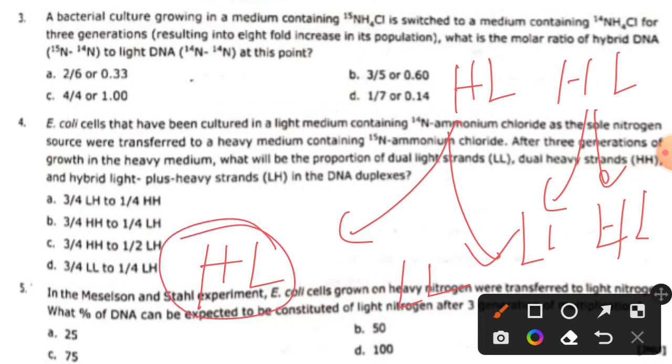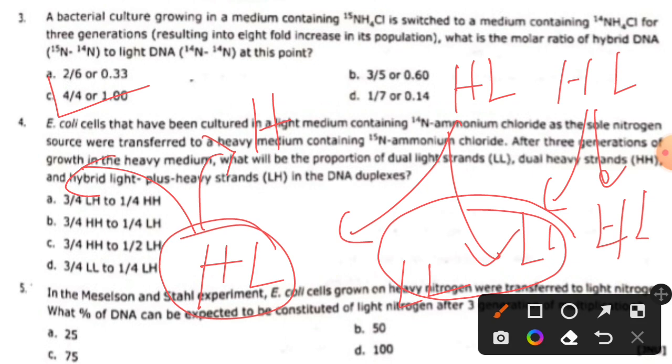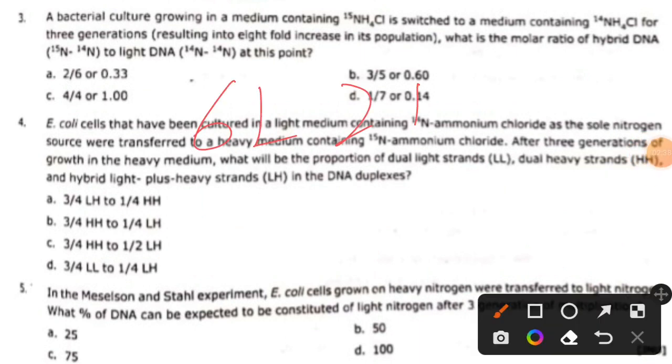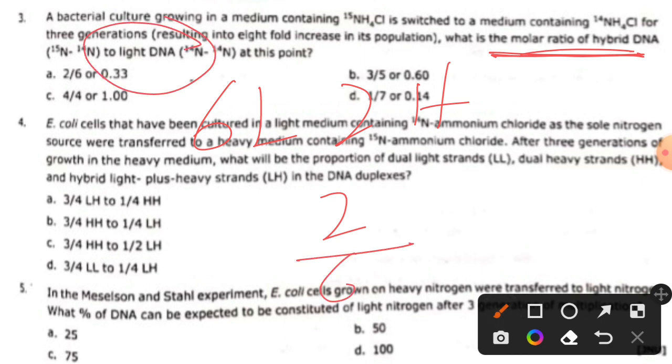Now after the ending of the third generation we will get one hybrid, one light, and from these two we will get, here two, here two. That means a total of four light, right? And here again one hybrid, one light. That means 4, 5 and 6. We will get 6 light and 2 hybrid. Now what are they asking, what is the molar ratio of hybrid DNA molecule? So we are getting 2 hybrid out of 6 light DNA. So our answer will be A. Understood? So that is the first question.